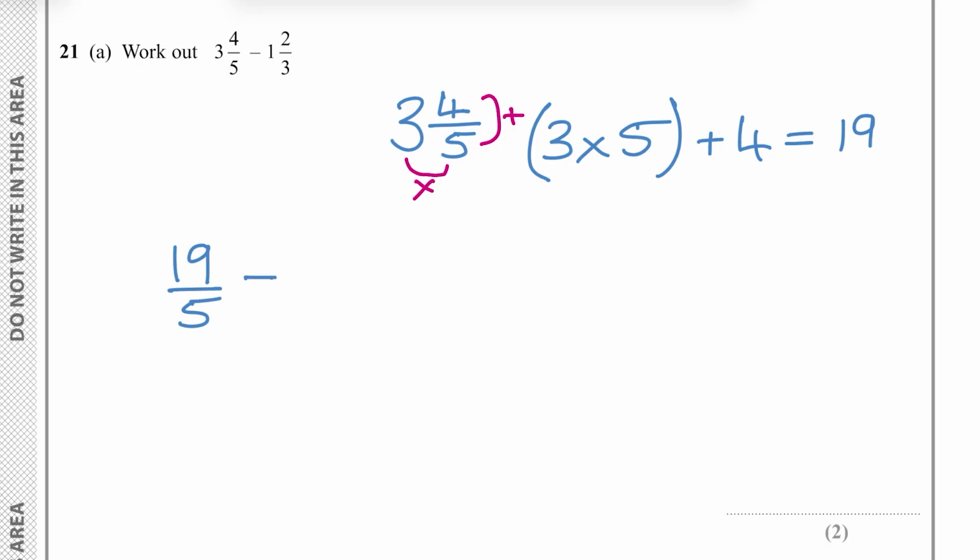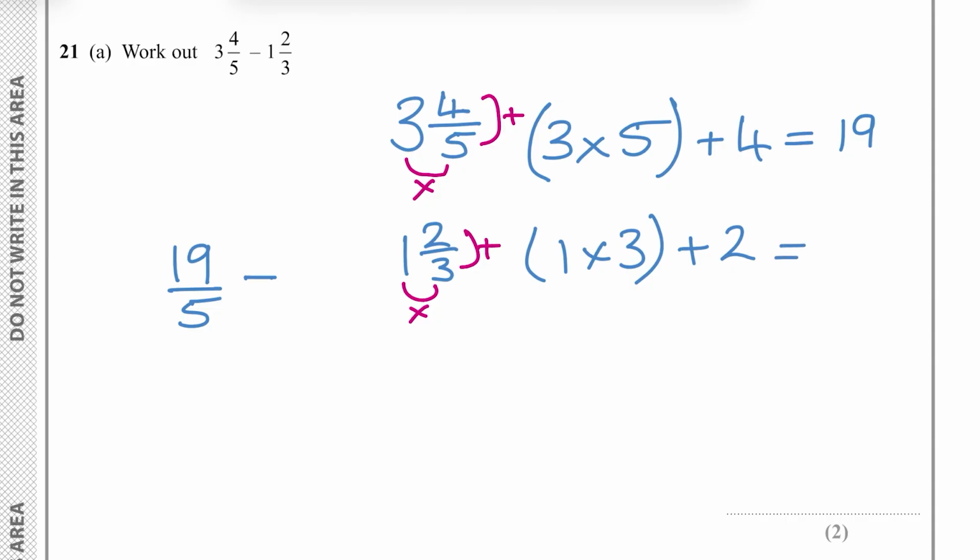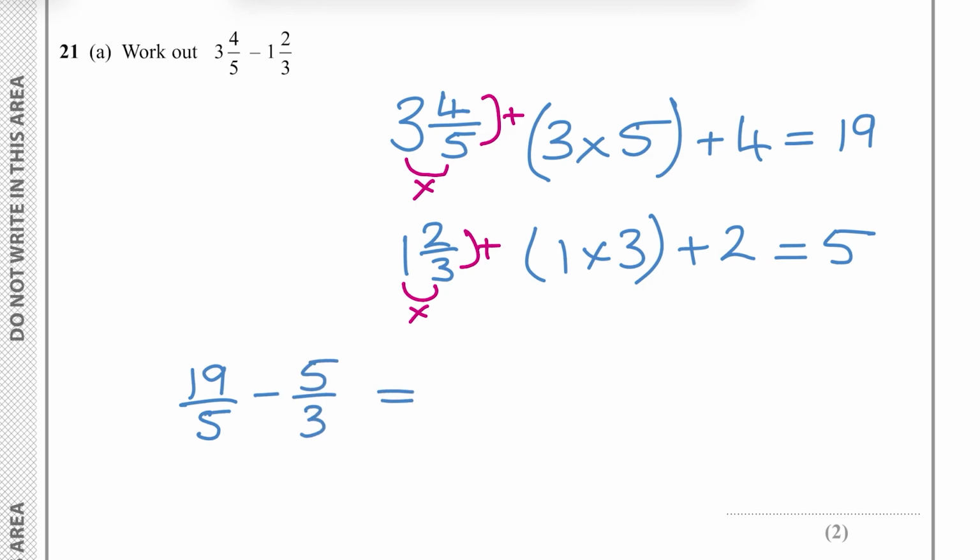minus, and then we'll do the same with this one, the 1 2/3. Multiply the whole number by the denominator, then we will add the numerator, the 2. So we have 1 multiplied by 3 plus 2 equals 5. Let's move this: 19 over 5 minus 5 over 3. And that equals, now we need the same denominator. So the lowest common multiple of 5 and 3 is 15.